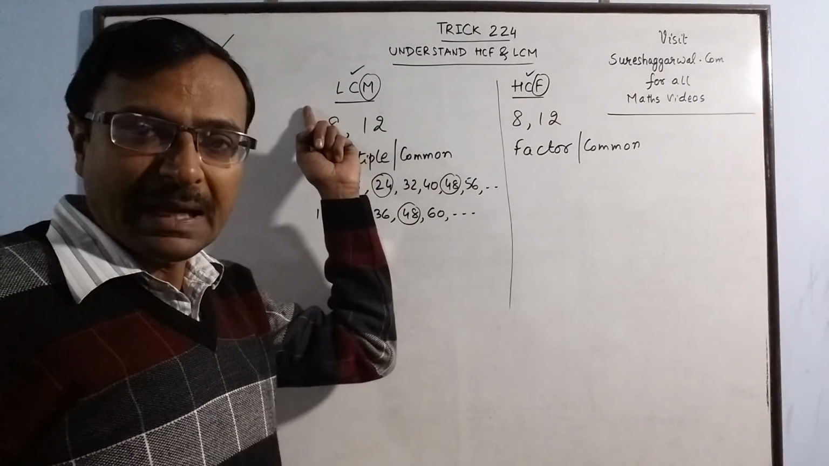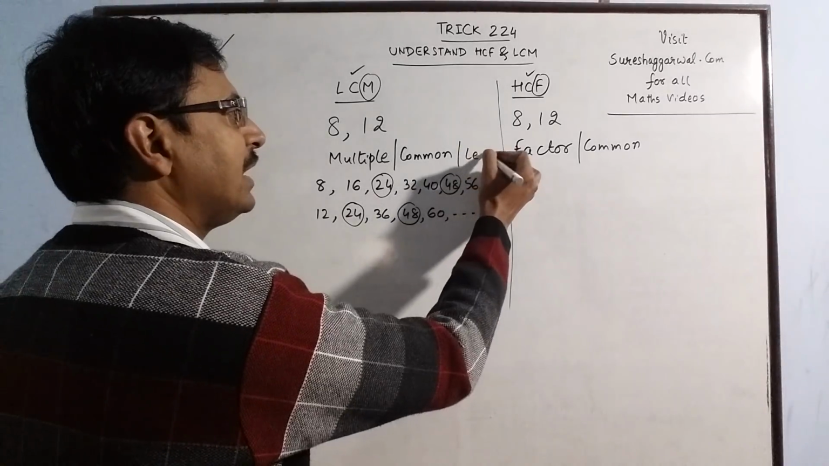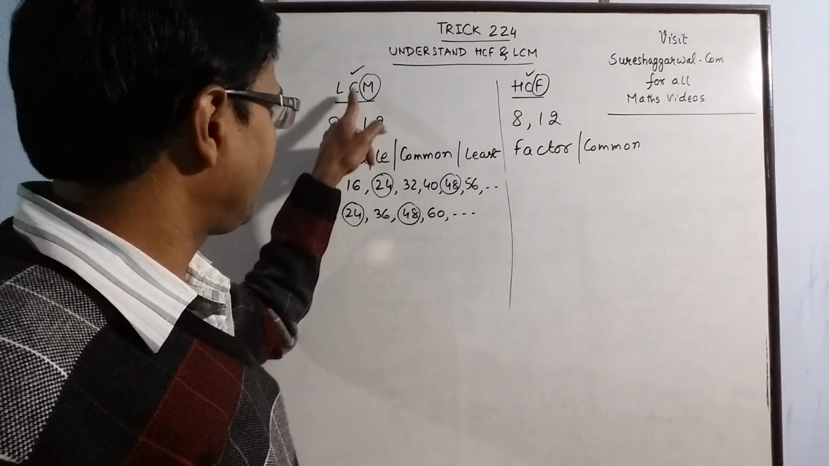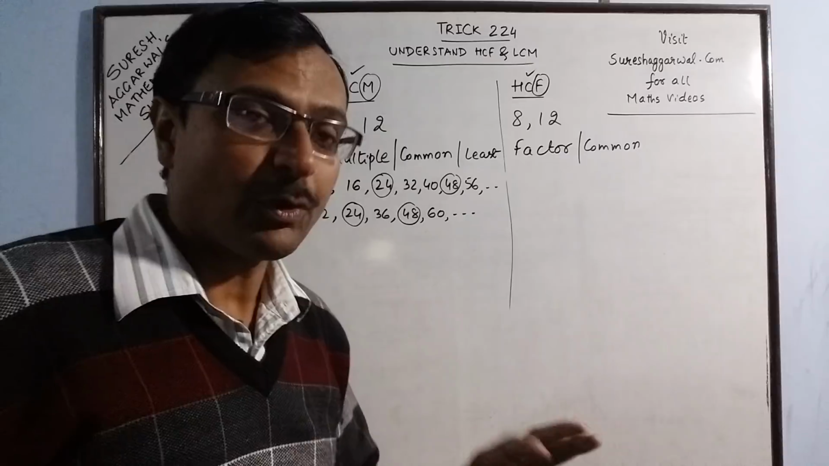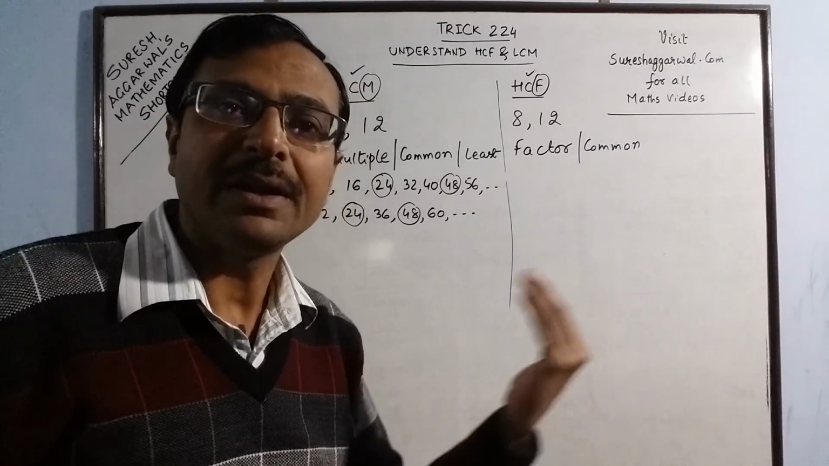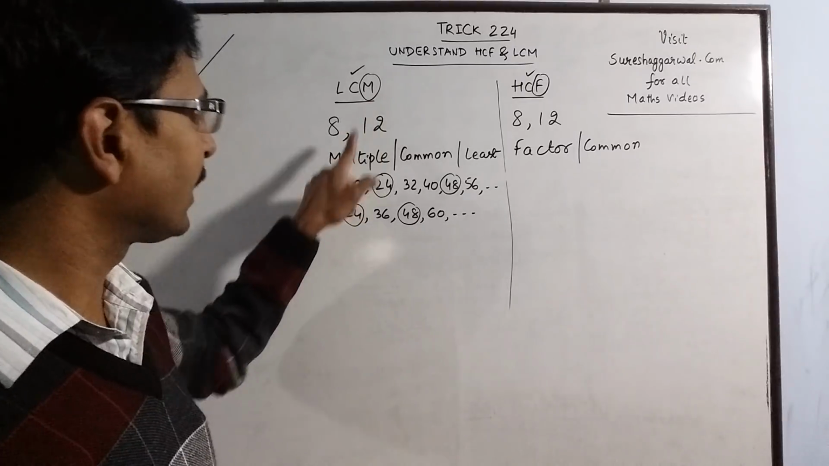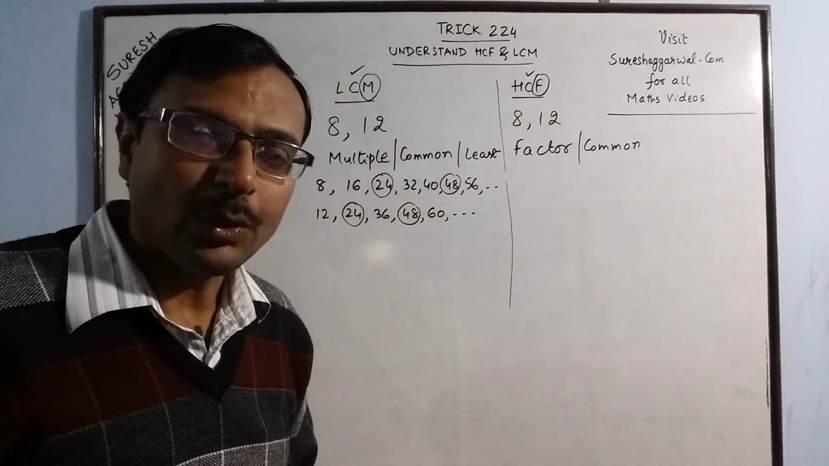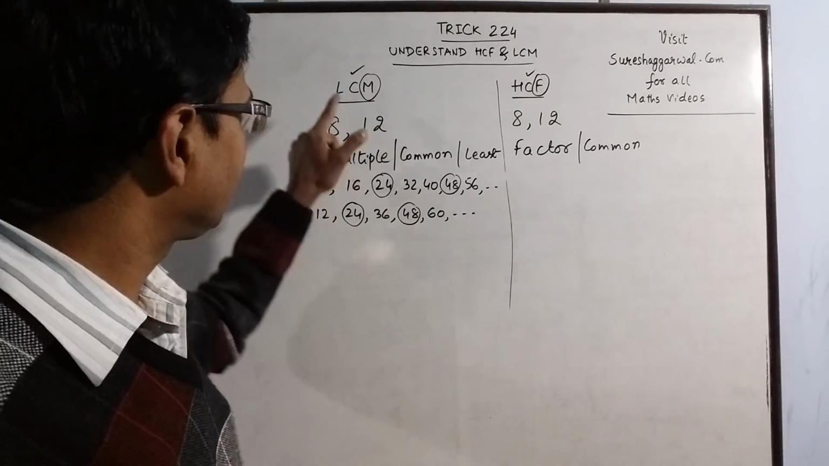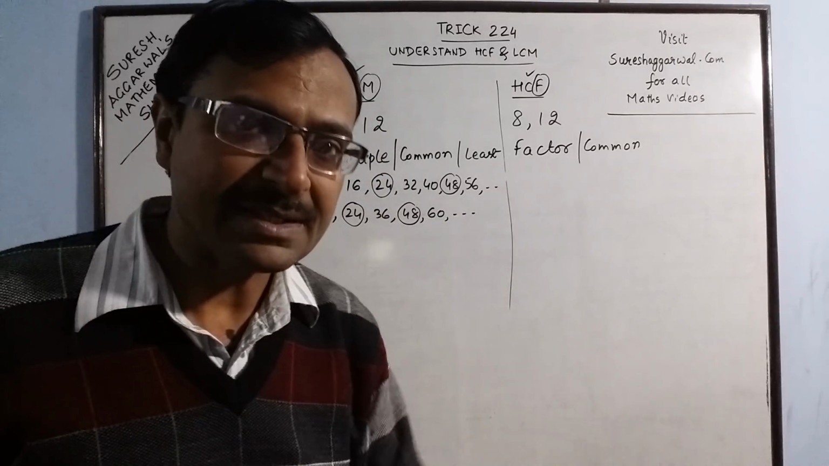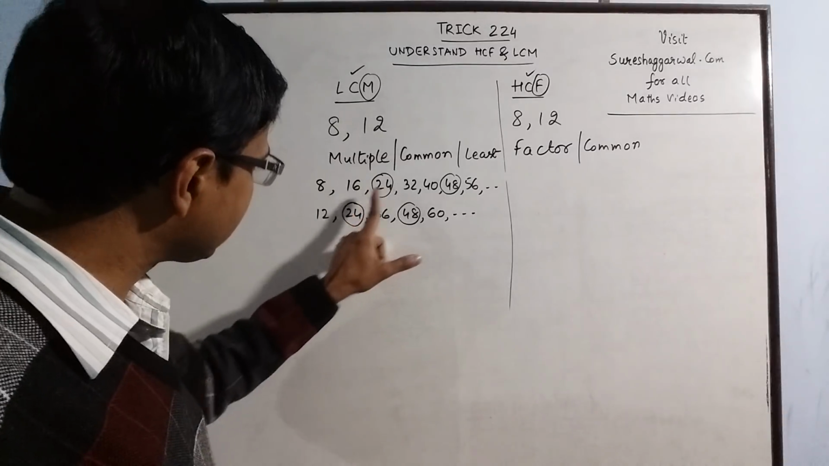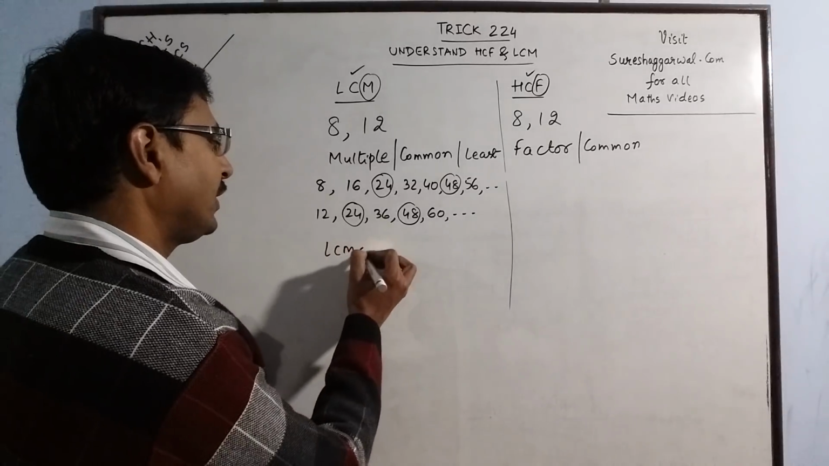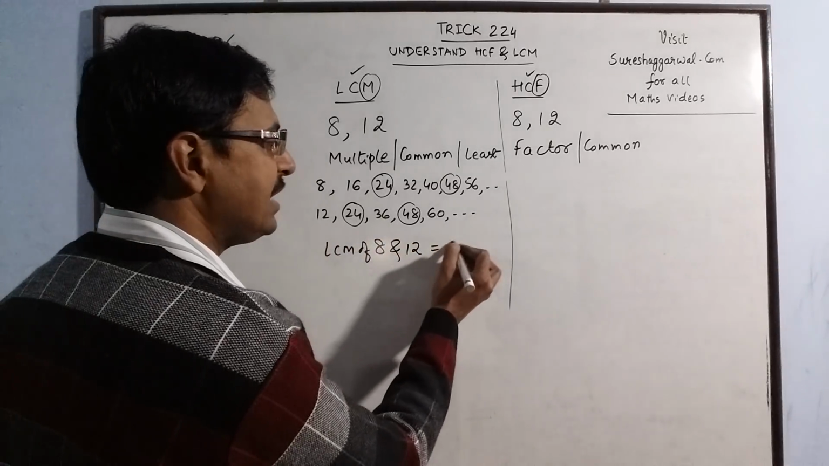Now what does the final alphabet L stand for? L stands for least. Obviously in LCM you have least common multiple, so L comes first, but for understanding the meaning you need to understand it in the reverse order. First the meaning of multiple, then what are common multiples, and finally you arrive at the answer once you come to the third alphabet, that is L. L stands for least. Least means the smallest. Now see, 24 is the smallest multiple which is common in both the tables. So the LCM of 8 and 12 is 24.